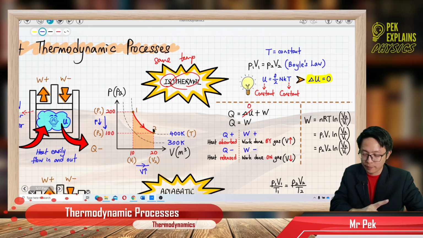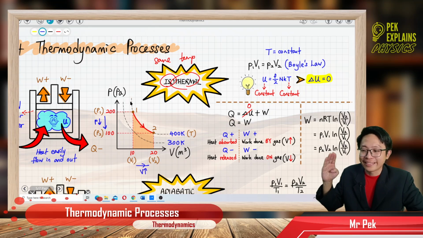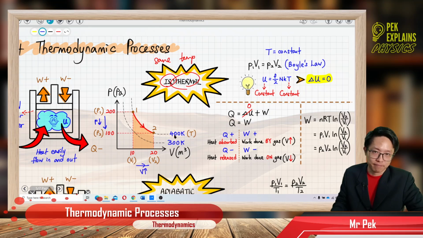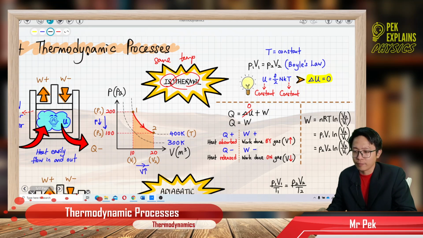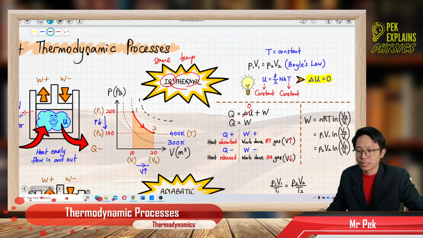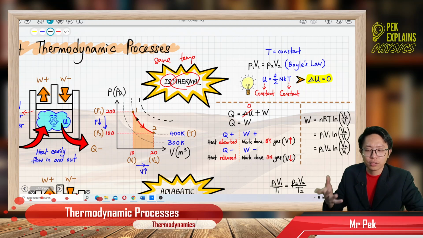But what happened to the temperature? These 2 points remain on the same isotherm line, 400 Kelvin. It didn't go to the other line, the 300 Kelvin line. It didn't go to a lower temperature line, nor to a higher temperature line. It maintained the same isotherm line, which is 400 Kelvin, because for an isothermal process, the temperature is constant.